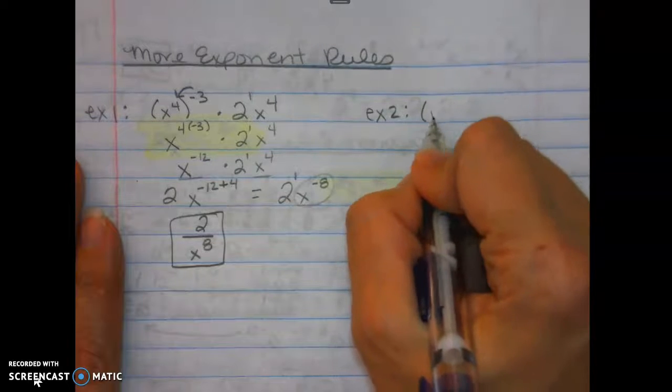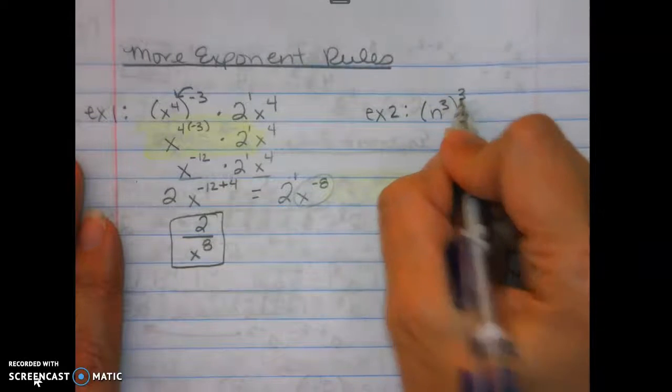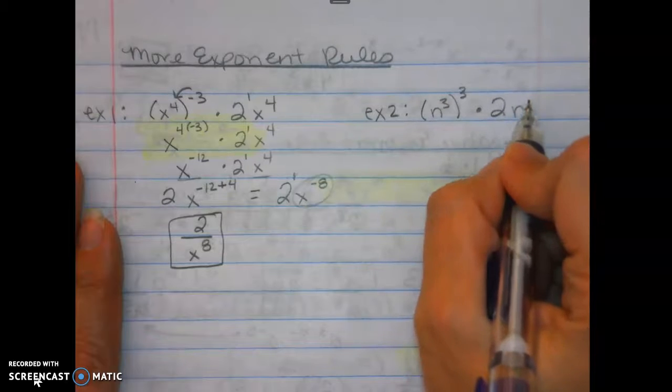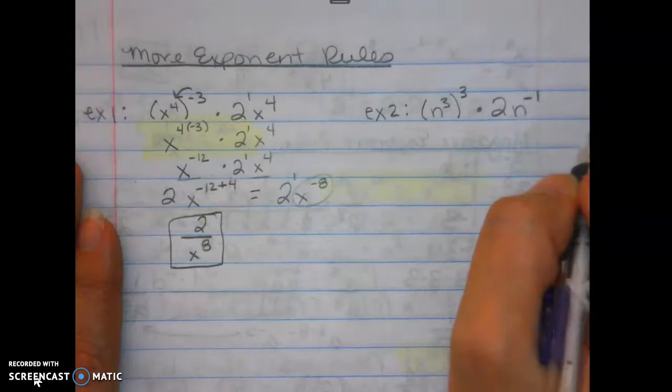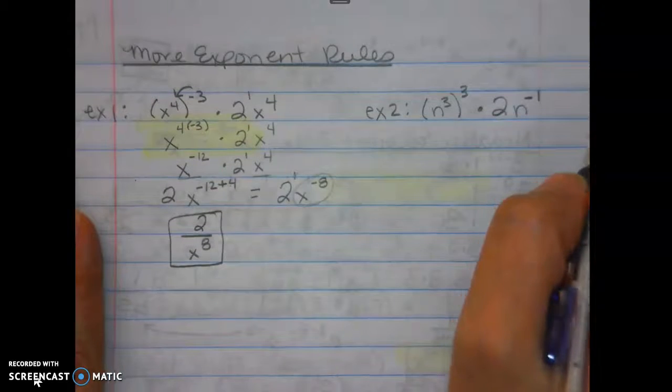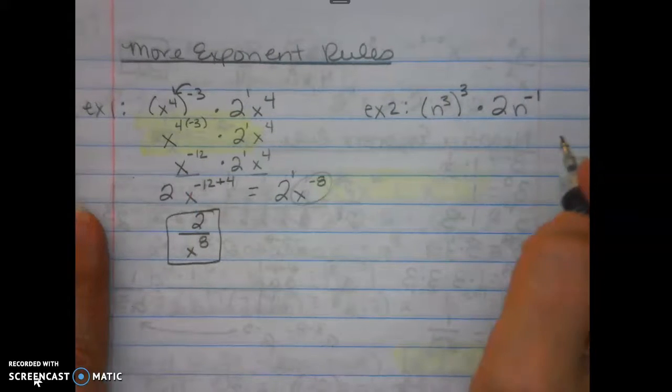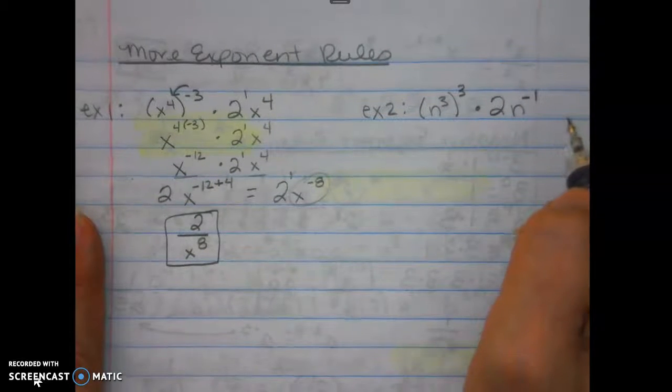So here's another one: (n to the 3rd power) cubed, times 2n to the negative 1. This one is similar. If you want to pause me and try this one yourself, because you can see that it is very much like the one we just did, then unpause me to see how you did.